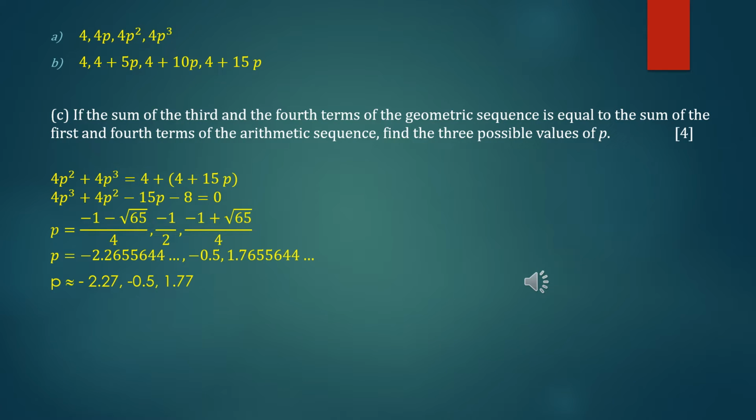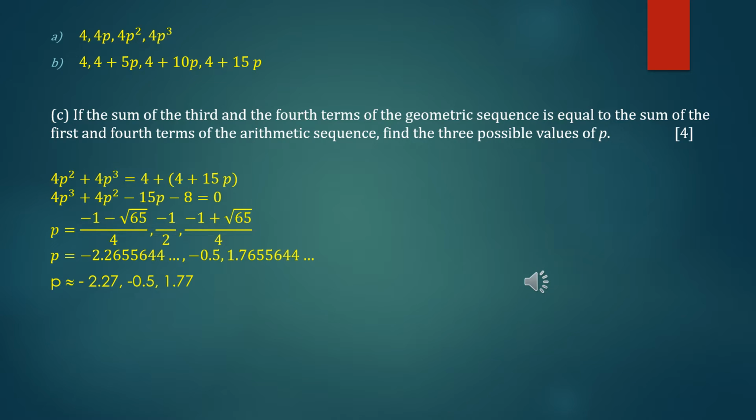Question C. If the sum of the third and the fourth terms of the geometric sequence is equal to the sum of the first and fourth terms of the arithmetic sequence, find the three possible values of p. Using our answers in A and B, we have the third and fourth terms of the geometric sequence as 4p squared and 4p cubed, and the first and fourth terms of the arithmetic sequence are 4 and 4 plus 15p.